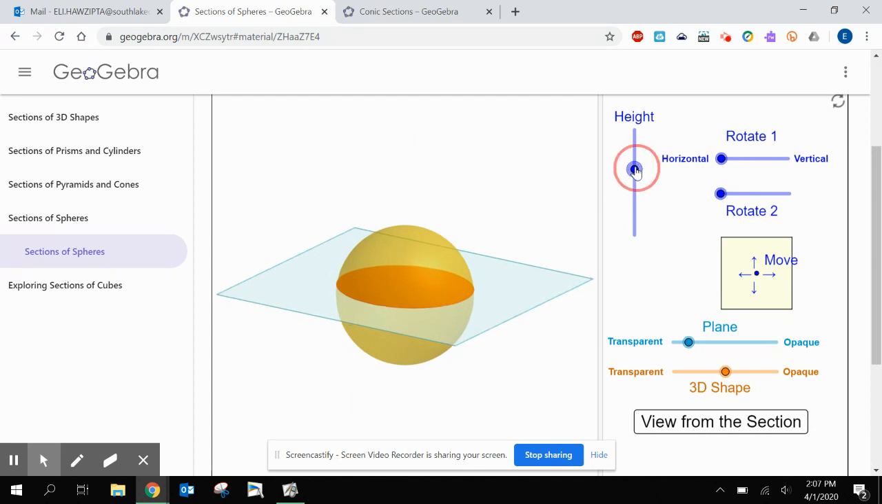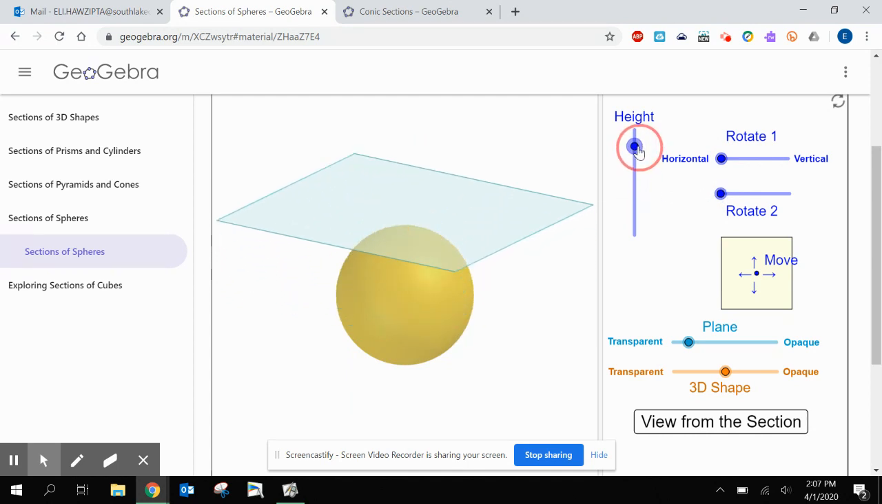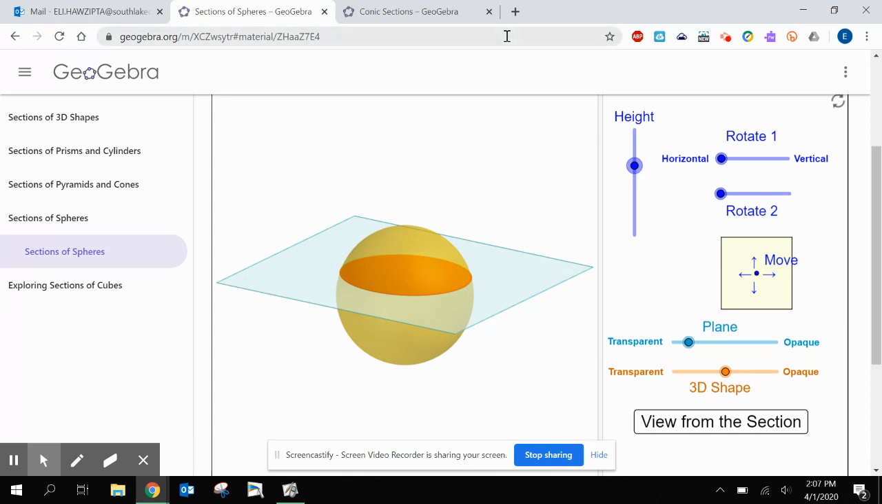Now, there's one exception to this, and I'm going to move this plane above the sphere. Right here, when I touch just the very tip of the sphere, that's going to give me a point. And so that's kind of a special case. If the plane is tangent to the sphere, then you'll get a point cross section. Otherwise, it's got to be a circle. So just remember that it's either a circle or that special case as a point.